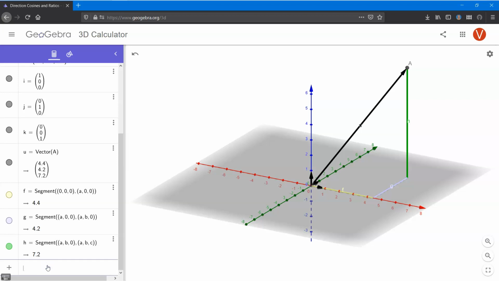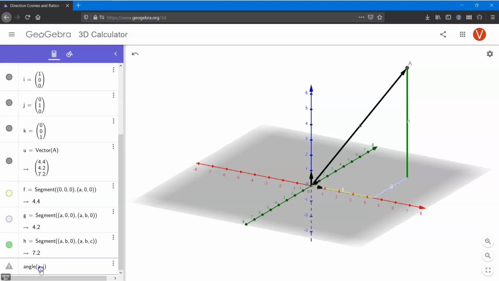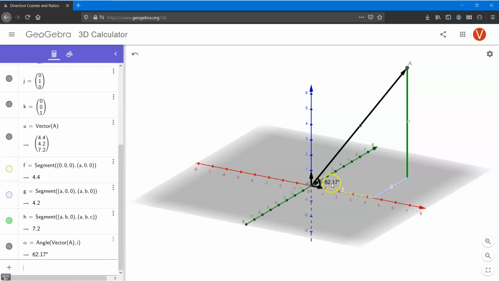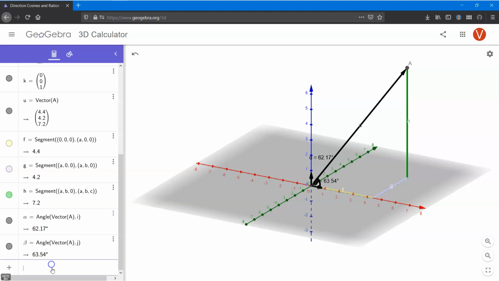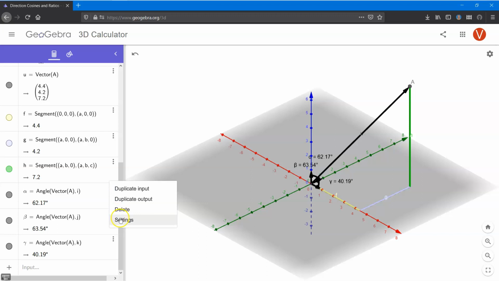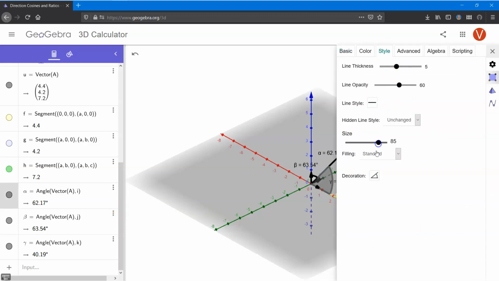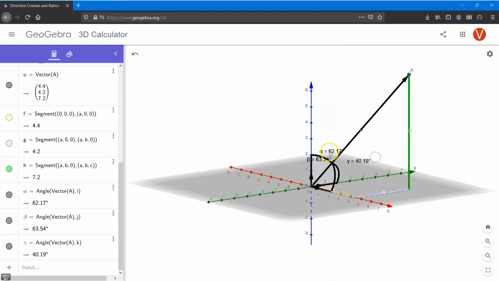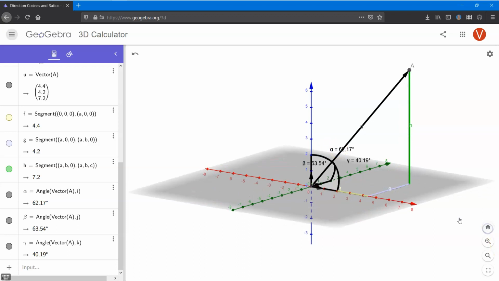If you want to verify it, let's put the angles along A and I. Here we have to put capital A, and this gives me 62.17 degrees. Now similarly, the angle between A and J, and similarly the angle between A and K. So this is beta and gamma is this. Let's increase the size of this. Now let's look at the angles: 40, 62, 63.54. Right? So let's take it to the home position.